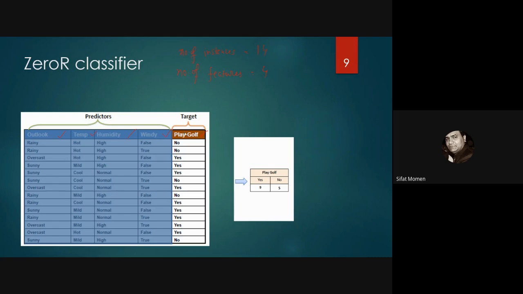Now what happens if I use a ZeroR classifier here? The target is yes and no. If you count, you'll see there are 9 yeses and 5 noes, altogether 14. If we apply the ZeroR classifier, it will predict yes for all of them. So how much would the accuracy be? 9 of them are yes, so 9 would be correct. 9 by 14 times 100, so that's about 64% accuracy. Clear?